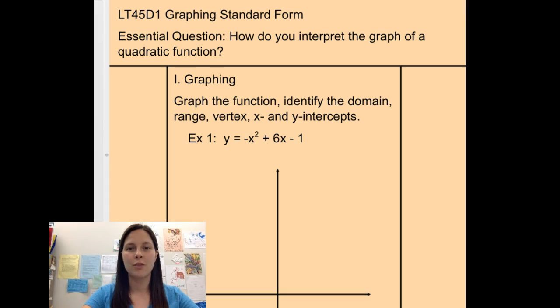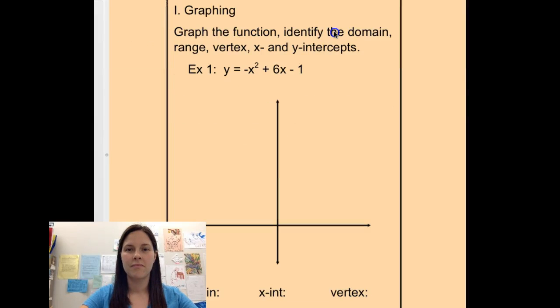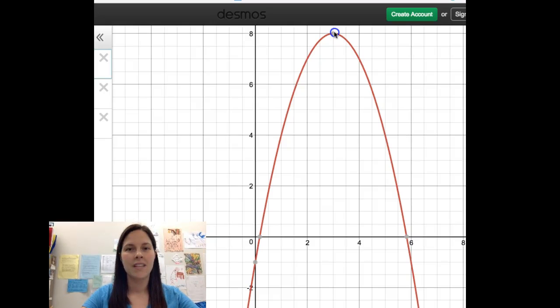Our essential question today is how do we interpret the graph of a quadratic function? We're going to graph the quadratic functions in standard form and identify all of that essential information that we've been doing with the other two forms this unit. Starting off with our graph on Desmos, we need to identify the vertex. We want to identify the x-intercepts as well as the y-intercept.